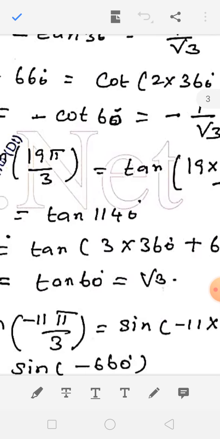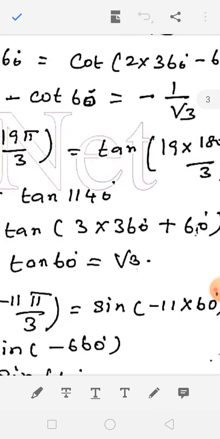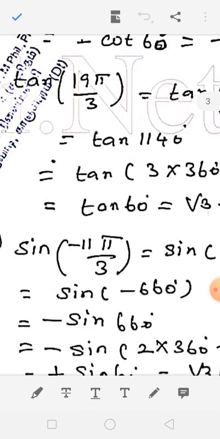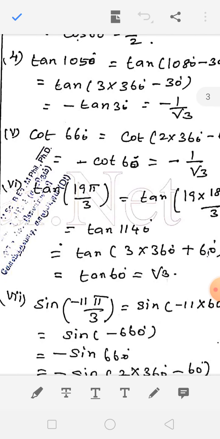Tan of 1140 degree. So 1140 degree, I can write how much? 3 into 360 degree. Yeah, 1080 plus I want 1140 degree. So plus 60 degree. So tan of 360 plus theta. So now 360 plus theta. Tan of 360 degree plus theta formula is tan theta only. So what is the answer? Tan 60 degree. So tan 60 degree value is root 3. Yeah, that's it. So simple one.